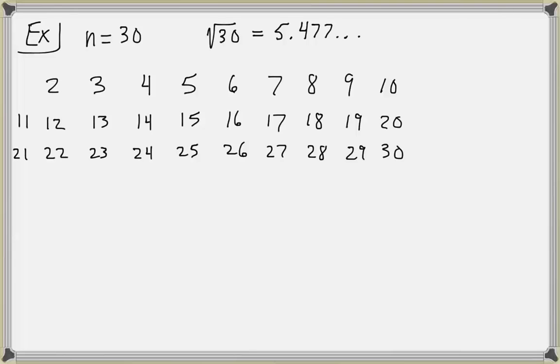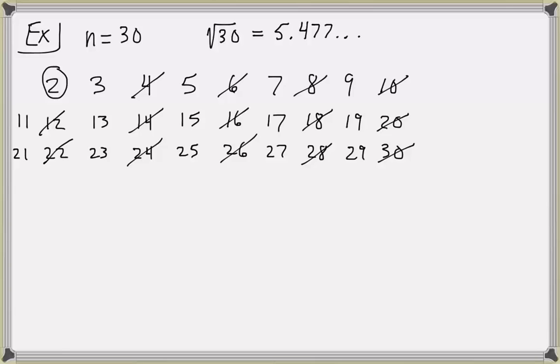So the first number in this list is prime. I'm going to circle the prime numbers. So 2 is a prime number. And then I'm going to cross out any multiples of 2. So any other even number in this list is not prime. So I'm just going to put a line through all the even numbers. Okay. So I eliminated all the multiples of 2.